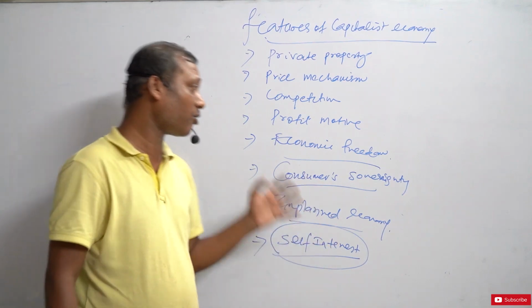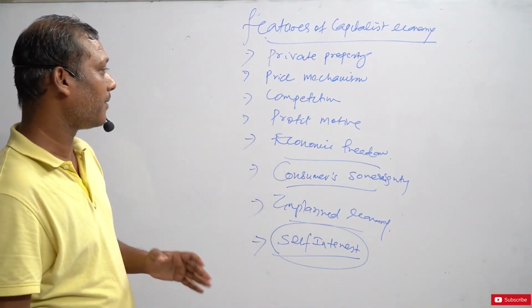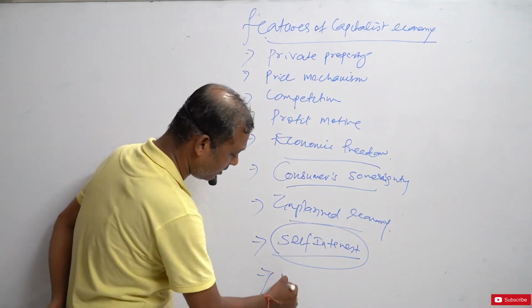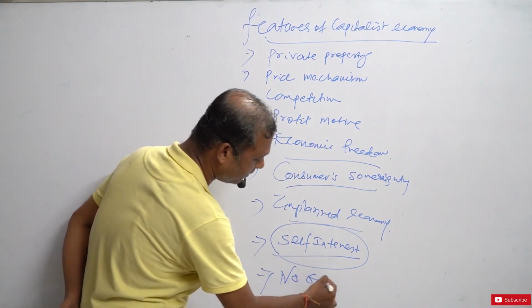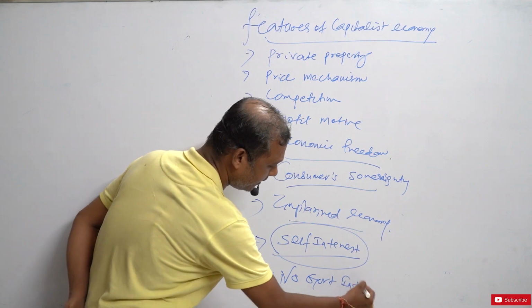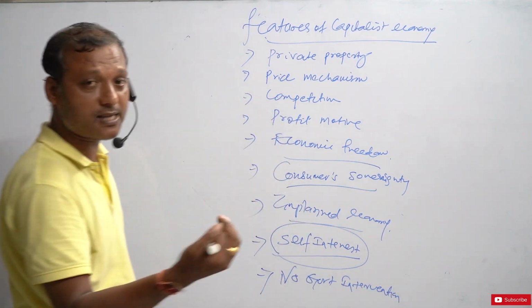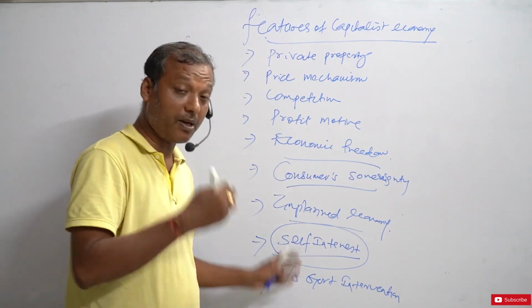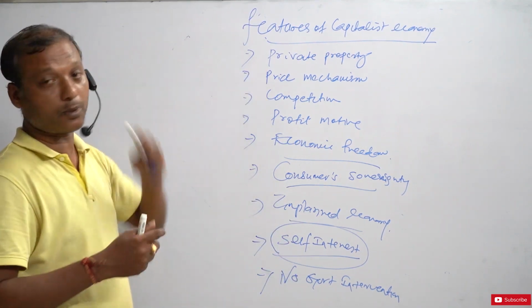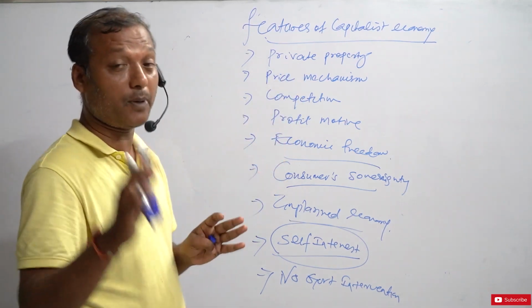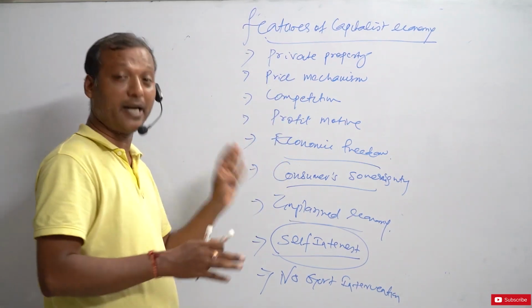This is the main motto of the capitalist economy. One more point we can say is no government intervention. This point comes as complementary when you talk about private property. In a capitalist economy, the wealth is purely managed or owned by private individuals.